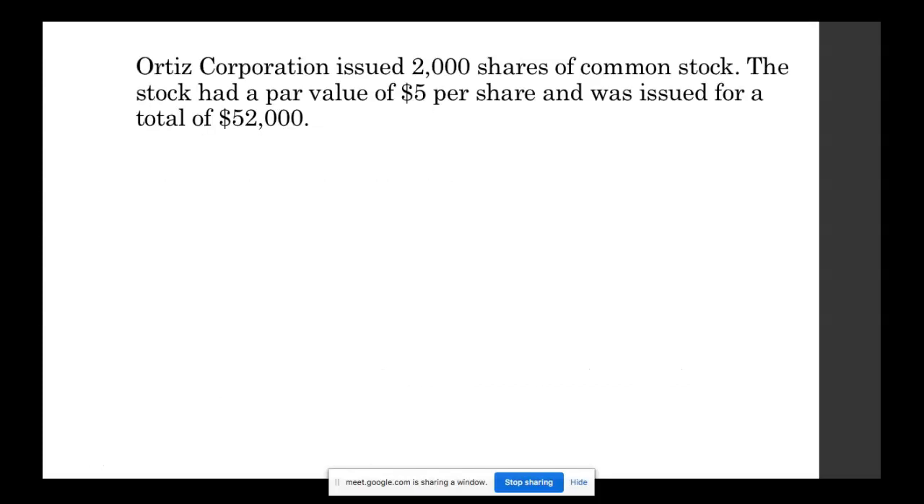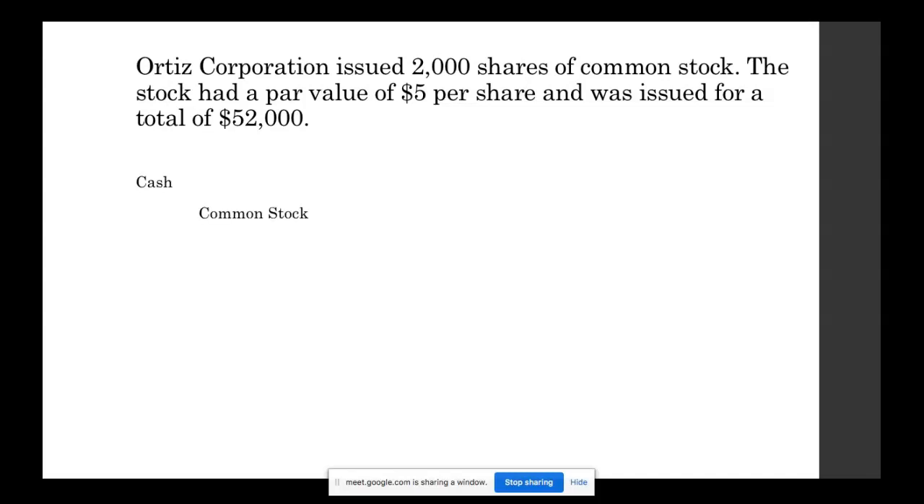So the first one, Ortiz Corporation issued 2,000 shares of common stock. Stock had a par value of $5 per share and was issued for a total of $52,000. So we are issuing stock. When we're issuing stock, we are selling it to our shareholders. Right? So us as the company, we are getting cash. So our cash is going to be increasing, so we need to make sure that we debit cash.